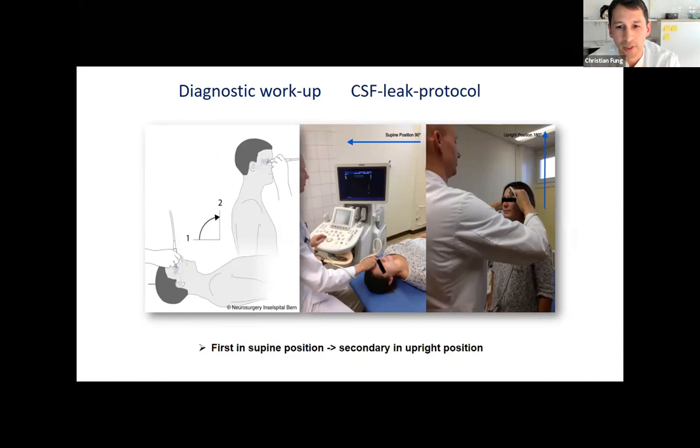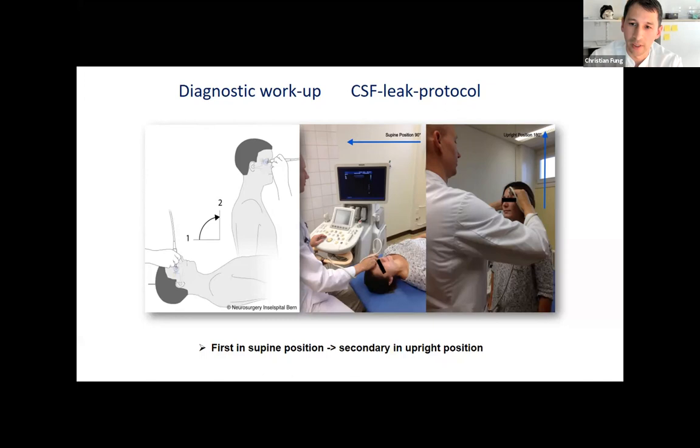So we thought, when are these patients actually symptomatic? These patients are symptomatic when standing up. So we said, okay, we measure the optic nerve sheath diameter in two positions, when the patients are in supine position lying down and then when they are in upright position. And so we came to this change in diameter from supine to the upright position.